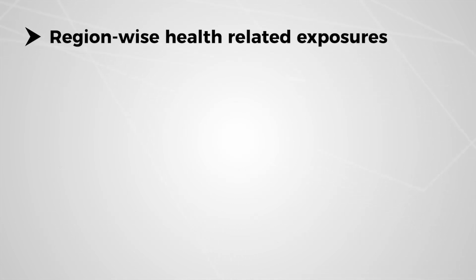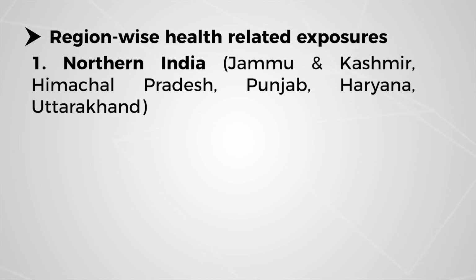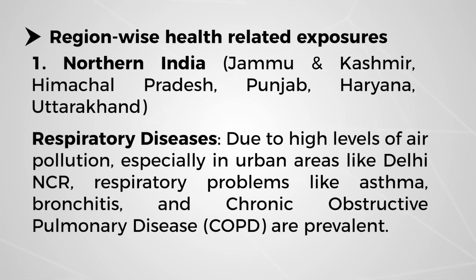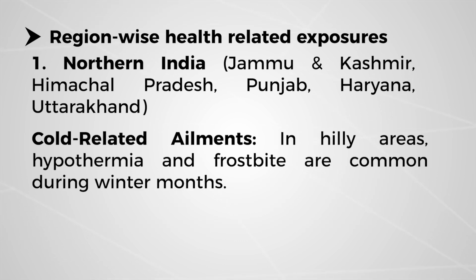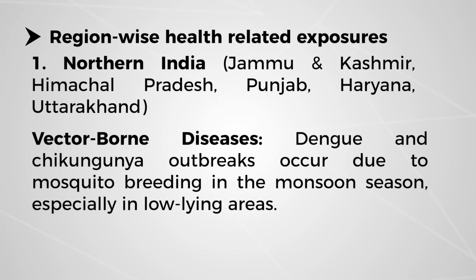Then region-wise health-related exposure, for example, northern India. Regions like Jammu and Kashmir, Himachal Pradesh, Punjab, Haryana and Uttarakhand. The common health issues: respiratory disease due to high levels of air pollution, especially in urban areas like Delhi NCR, and respiratory problems like asthma, bronchitis and chronic obstructive pulmonary disease are prevalent. Then cold-related ailments: in hilly areas, hypothermia and frostbite are common during winter months. Then vector-borne diseases like dengue and chikungunya outbreaks occur due to mosquito breeding in the monsoon season, especially in low-lying or waterlogged areas.